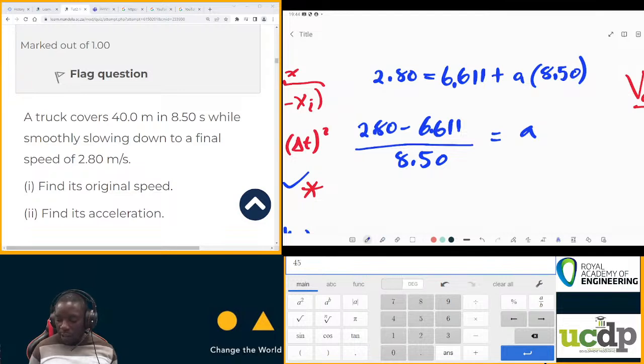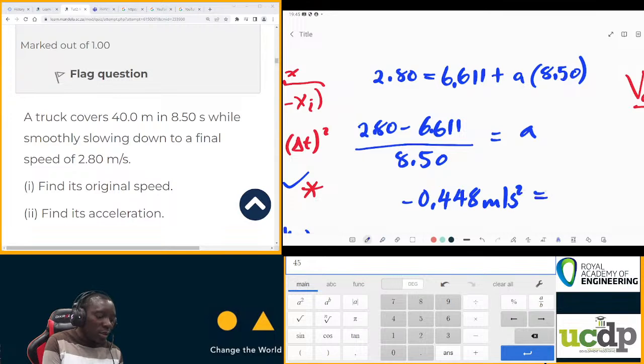Please use your calculator also and see if we get to the same answer. 2.8 minus 6.611, everything is divided by 8.5. Minus 0.448. Minus 0.448 meters per second squared equals the acceleration.